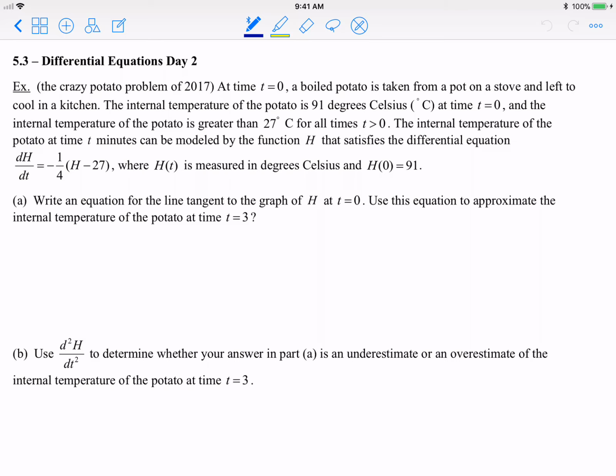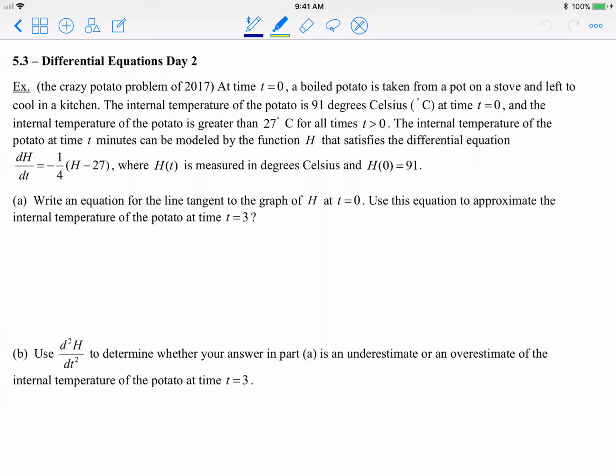Okay guys, on day 2 of differential equations, we want to focus on more AP style problems. So the first one we're going to do is this crazy potato problem from last year's test, 2017. And what made this question tough is just the wording of it. It's not really the mathematics behind it and how to solve it, but it was just the wording and trying to figure out exactly what they were asking you to do.